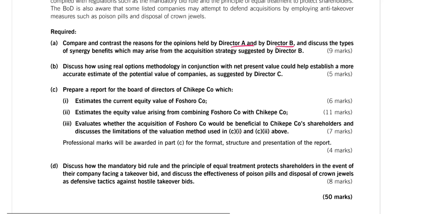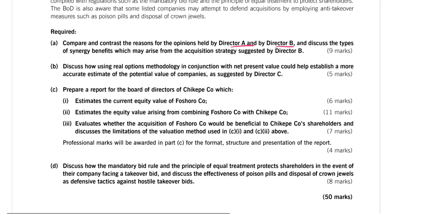Okay, in the B part, discuss how using real options methodology in conjunction with NPV could help establish a more accurate estimate of the potential value of the companies as suggested by Director C. So it can be seen that there are three directors. Upon the opinions of A and B, there is a part A, and on the opinion of Director C, there is a part B. Okay, both of these parts are easy, these are not technical. We will discuss these two parts after reading the scenario.